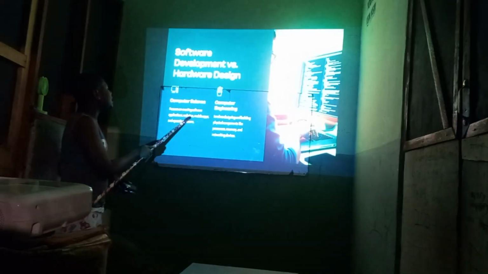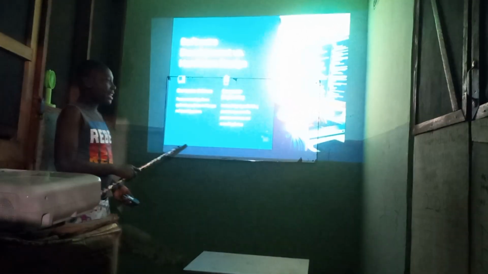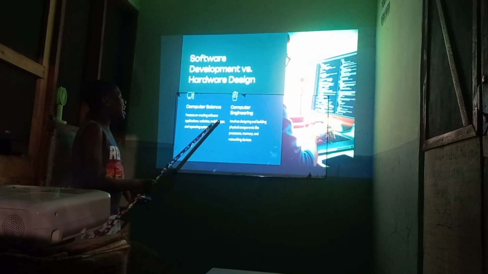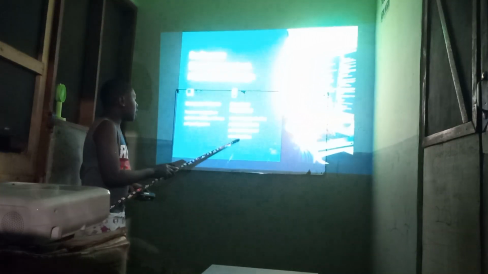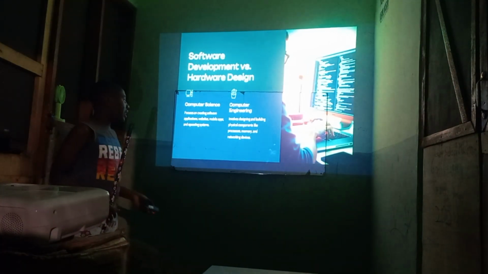Computer science focuses on creating software applications, websites, mobile apps, and operating systems like Windows, Mac OS, Red Hat, and many more. Mobile apps like Snapchat, WhatsApp, and games as we play, and websites such as Microsoft.com, Apple.com, and many more. Then application software. Then computer engineering involves building and designing physical components like processors, memory, and networking devices. So as I said, it makes microprocessors and networking devices.